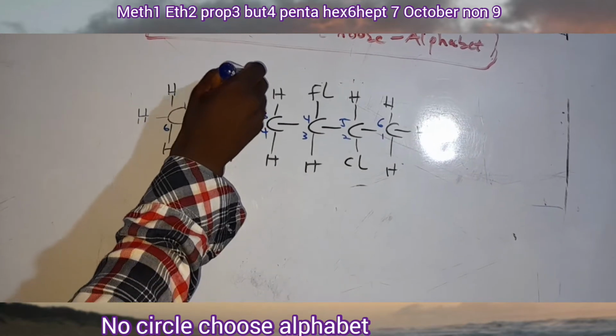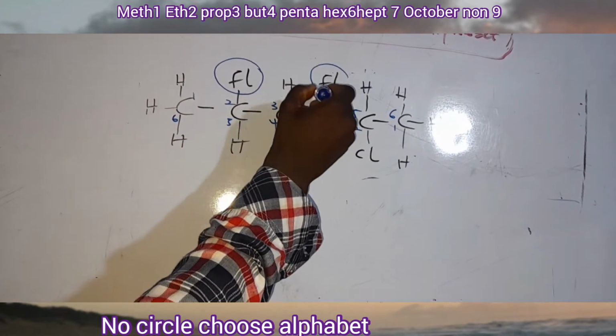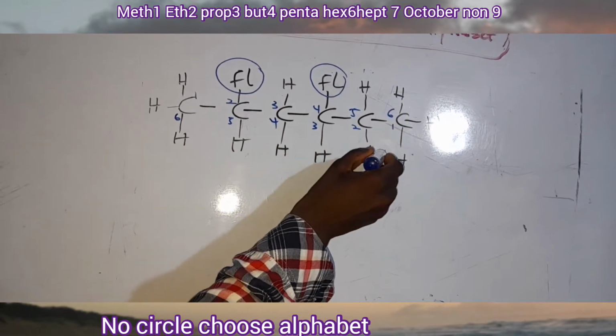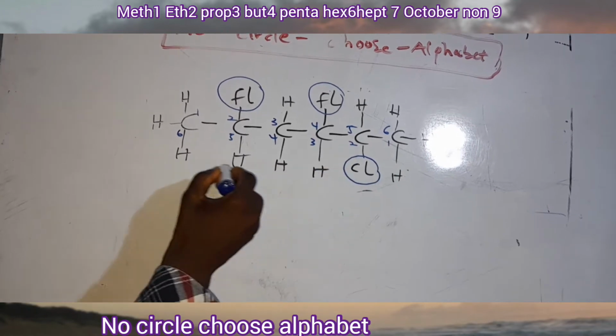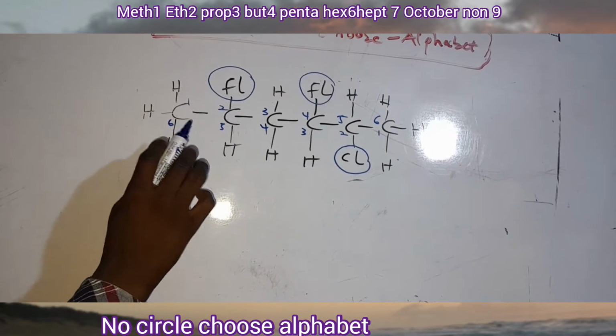This is no hydrogen, so I'll circle it. I'm going around again. This is also no hydrogen. I'll circle it. I'll go around again. This is no hydrogen, Cl. I'll circle it, and so that's all. Good. After I'm done, I'm not going to label it now.